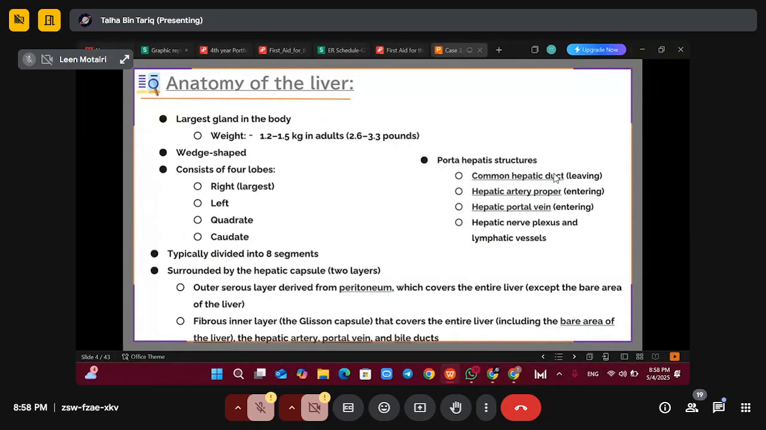Regarding the covering, the liver is covered by an outer serous layer, which is derived from the peritoneum, and it is covering the entire liver except for the bare area of the liver. I will show you the photo in the next slide. And then we have the Glisson's capsule, which is the fibrous inner layer. The Glisson's capsule is covering the entire liver, including the bare area. So the outer layer is not covering the bare area, but the inner fibrous layer is covering the bare area of the liver.